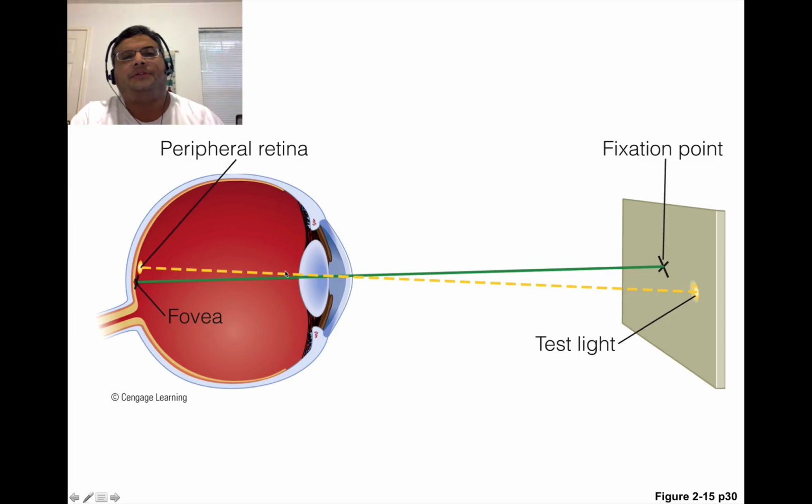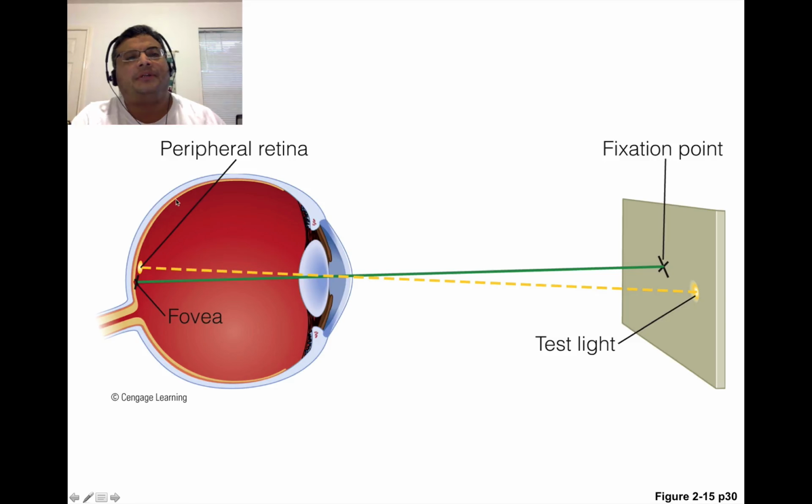So let me orient you. So this eye's looking in this direction. Here's the cornea. Here's the lens. There's the pupil, right? So the light is traveling towards this eye, gets focused by the cornea and the lens, and then gets projected onto the retina.